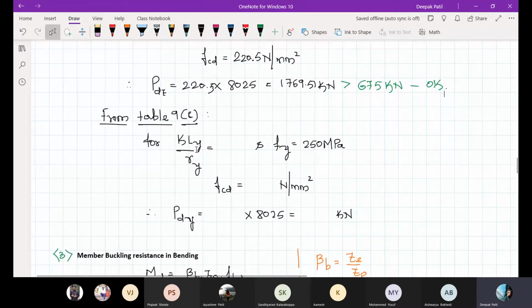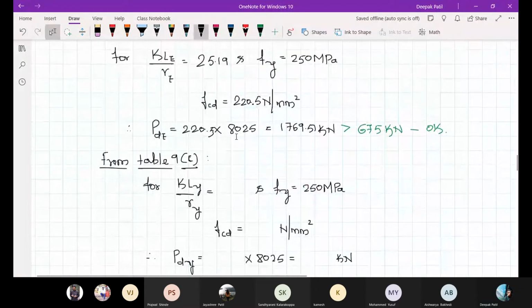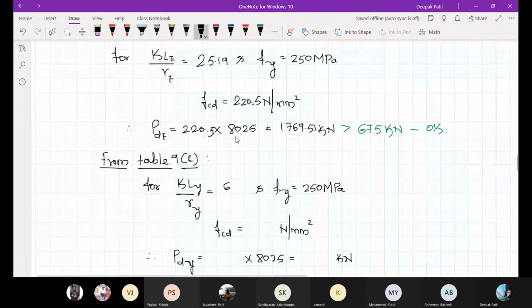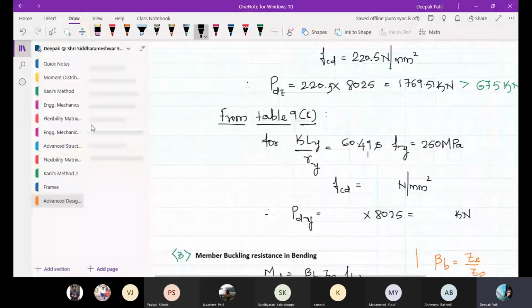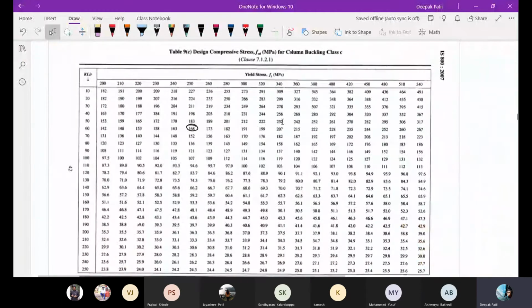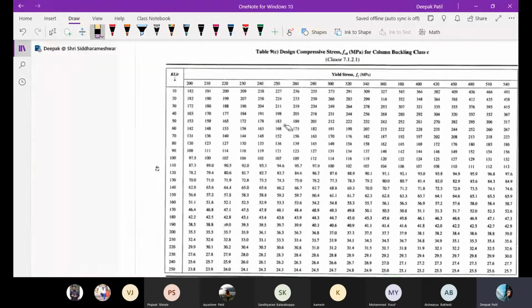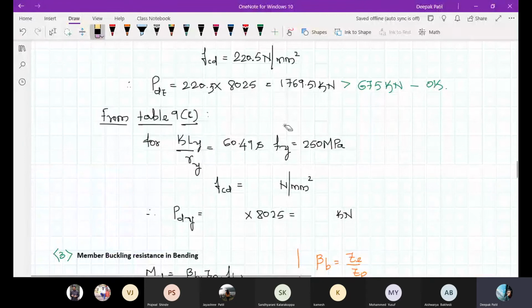For that, I have to refer for KLY by RY equal to 60.49 and Fy equal to 250 megapascal. I have to now refer table 9C. So let me come back to IS 800 2007, referring table 9C. For KL by R equal to 60 and 250, it is 168. So FCD is actually 168.